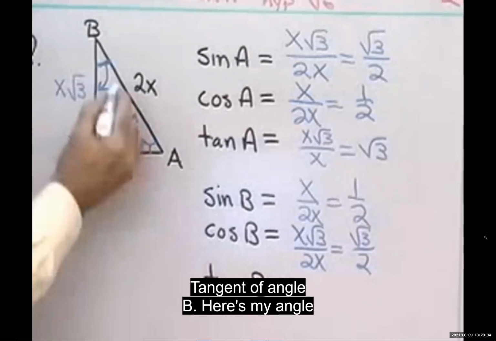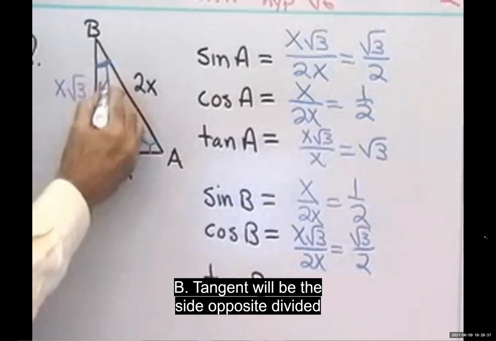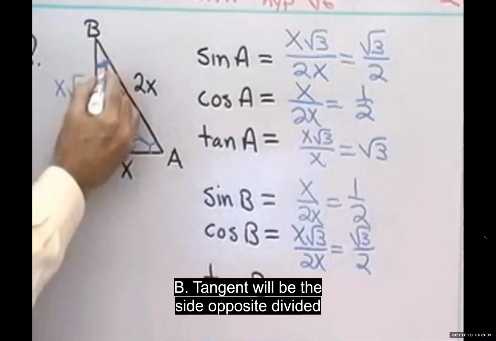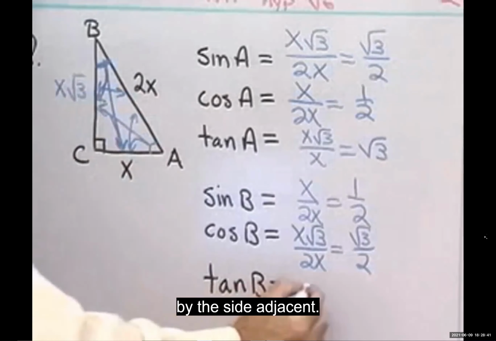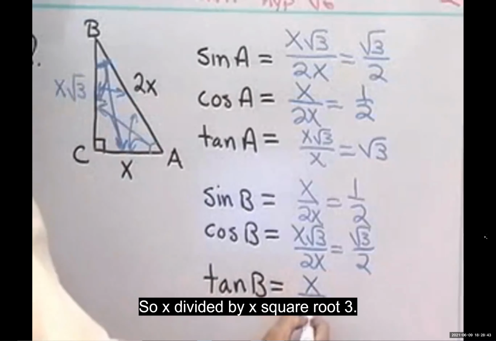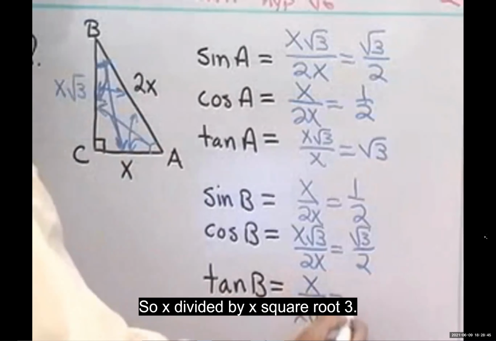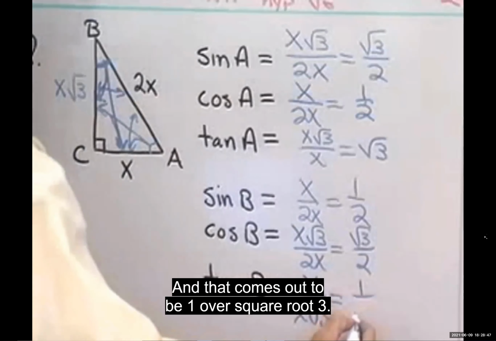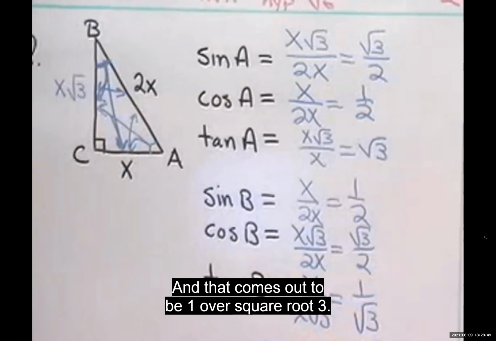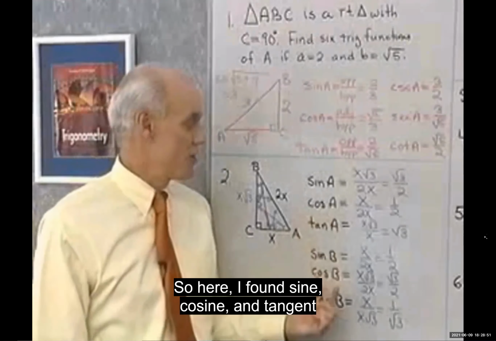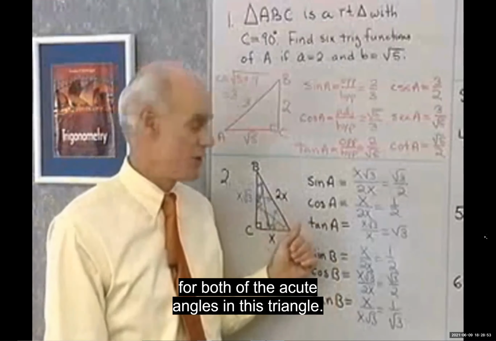Tangent of angle B, here's my angle B. Tangent will be the side opposite divided by the side adjacent. So x divided by x square root 3, and that comes out to be 1 over square root 3. So here I found sine, cosine, and tangent for both of the acute angles in this triangle.